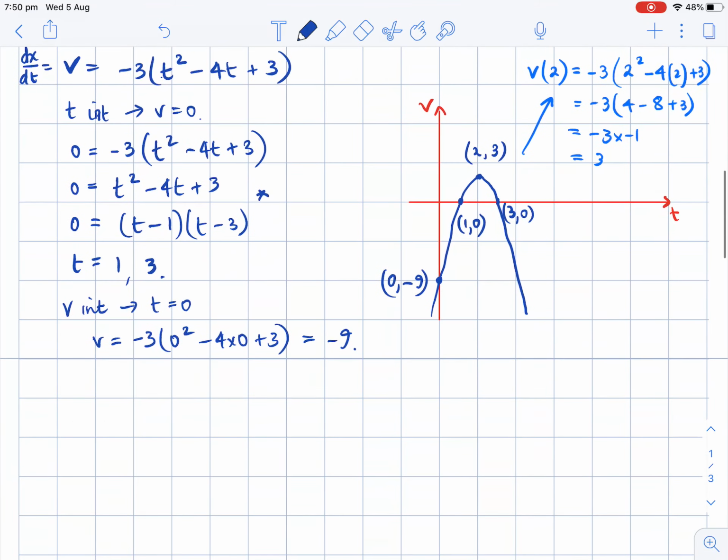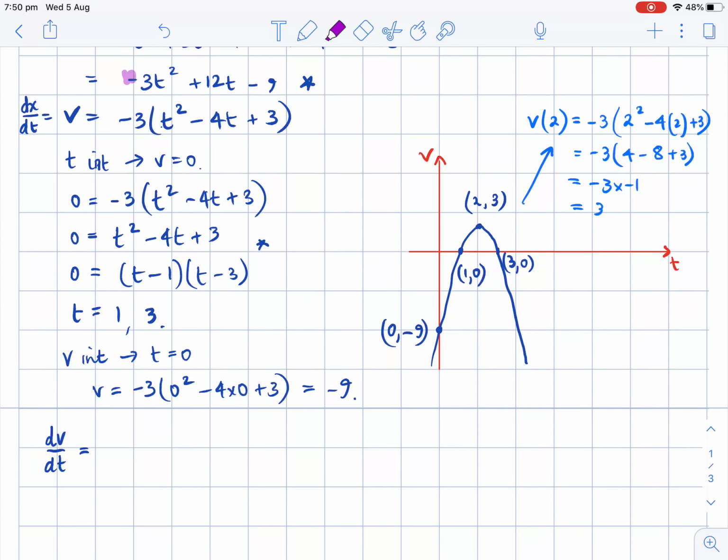Now I need to find out the acceleration graph. And to get the acceleration graph, I need to differentiate v in terms of t. And to do this, I'm going to use this formula. Not that formula actually, let's go back a step. I'm going to use this formula up here because it's already expanded, and that makes the differentiation just a little bit easier. So I'll get negative 6t plus 12.